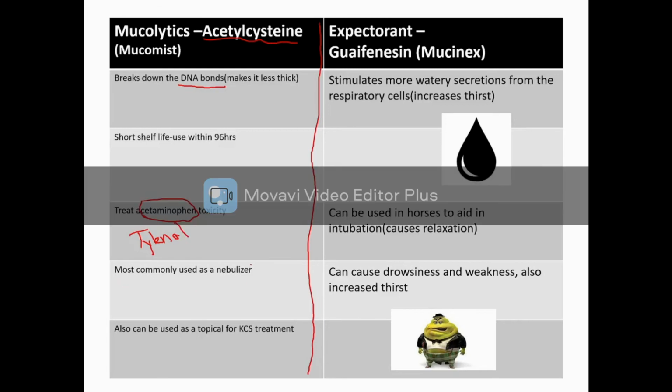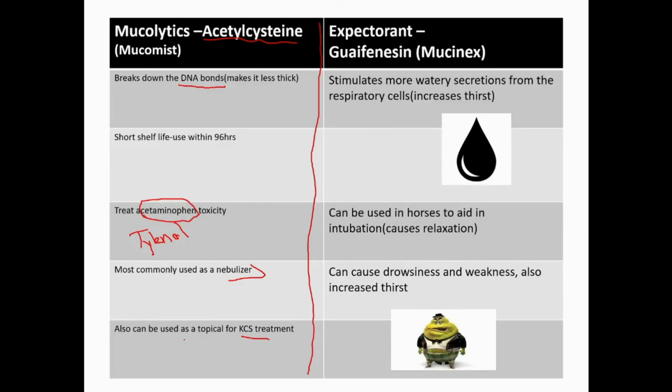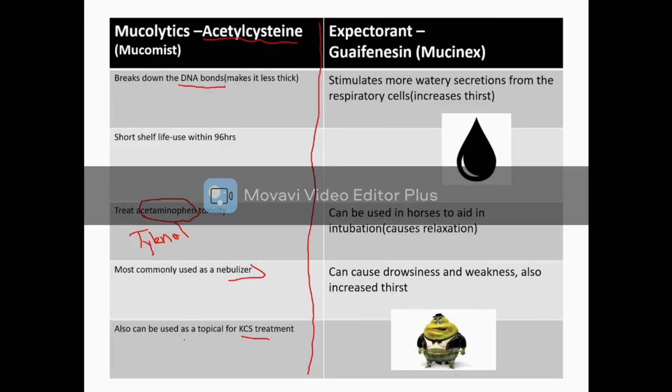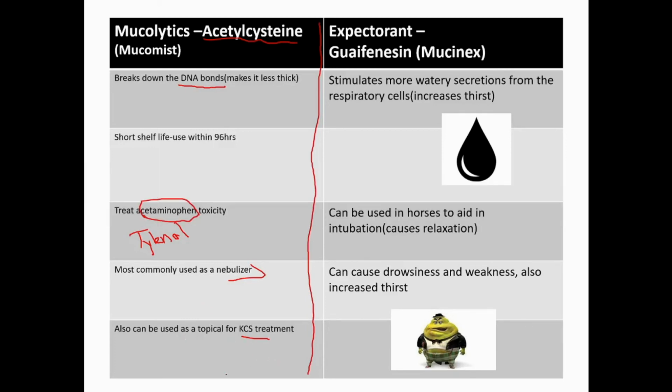It's most commonly used as a nebulizer. That means they're breathing it in. It can also be used as a topical for KCS treatment. KCS treatment is dry eye. Remember, with dry eye, they actually have a kind of mucousy appearance to their tears because it dries up the watery tears, but it maintains the mucousy tears. And if we can break up that mucus and make it a little bit more watery, then that can act as a watery tear.